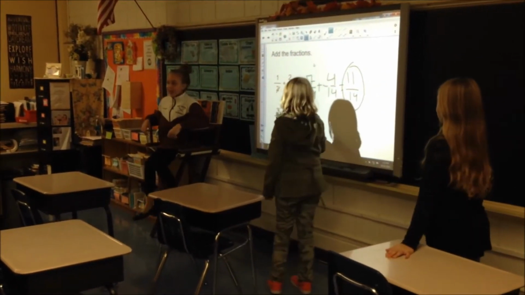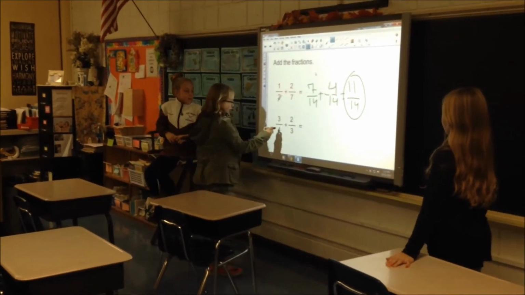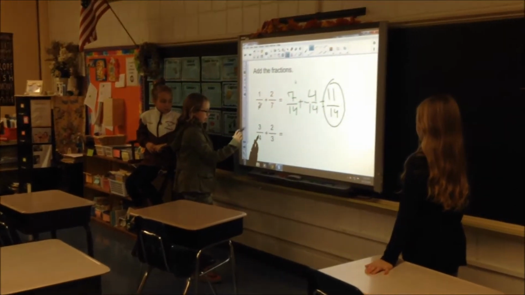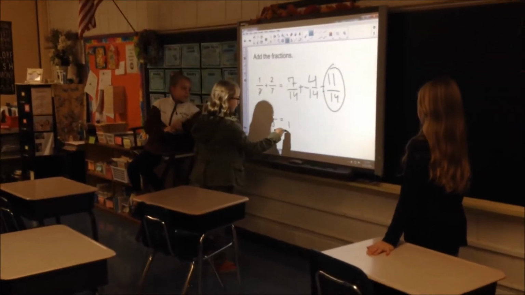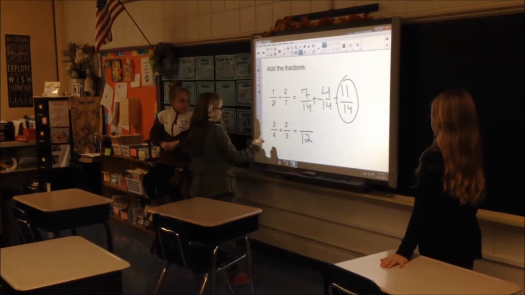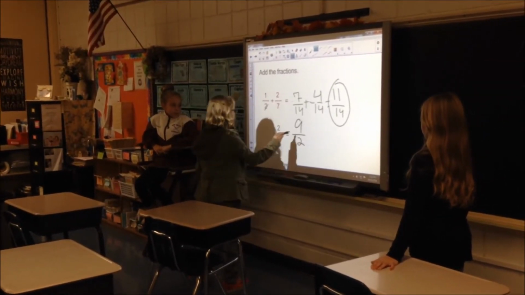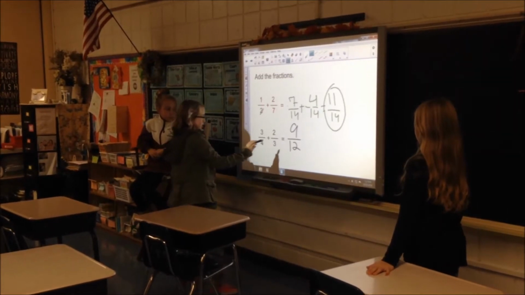Nice job. So, the common denominator of 4 and 3 is 12. And 3 times 3 equals 9.